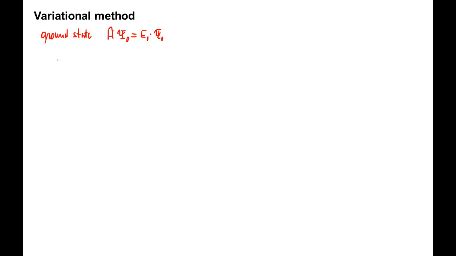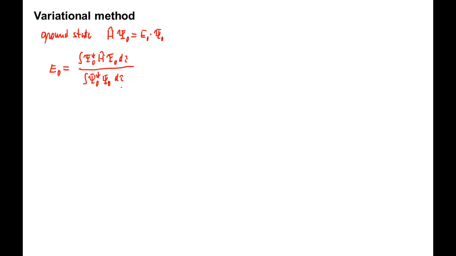We can recast this into an equation for calculating the energy. Let's pre-multiply both sides with psi 0 star and then integrate over the entire range of all coordinates. After rearranging, we get E0 equals the integral over psi 0 star H hat psi 0 d tau divided by the integral of psi 0 star psi 0 d tau. The integral symbolizes integration over the full range of all coordinates.